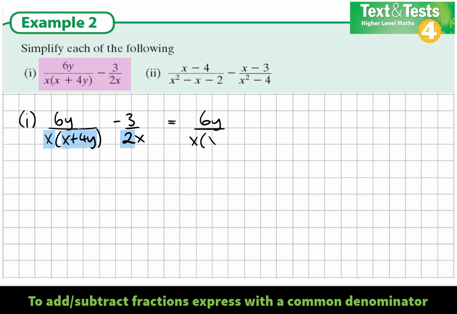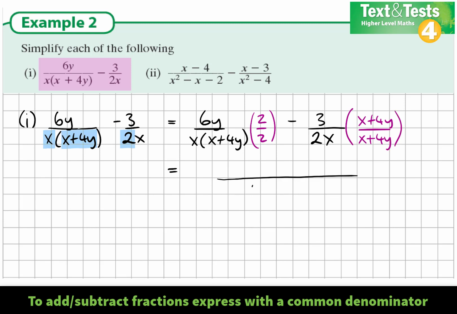The first fraction, how would we give it this denominator? Well, we'd need to multiply the denominator by 2. So we'd multiply the numerator by 2 as well. Multiplying a fraction by 2 over 2, which is effectively 1, is a fair thing to do. It just expresses the fraction differently rather than changing it. The second fraction, we'd need to multiply it by x plus 4y to give it the same common denominator. So we multiply above and below by x plus 4y.